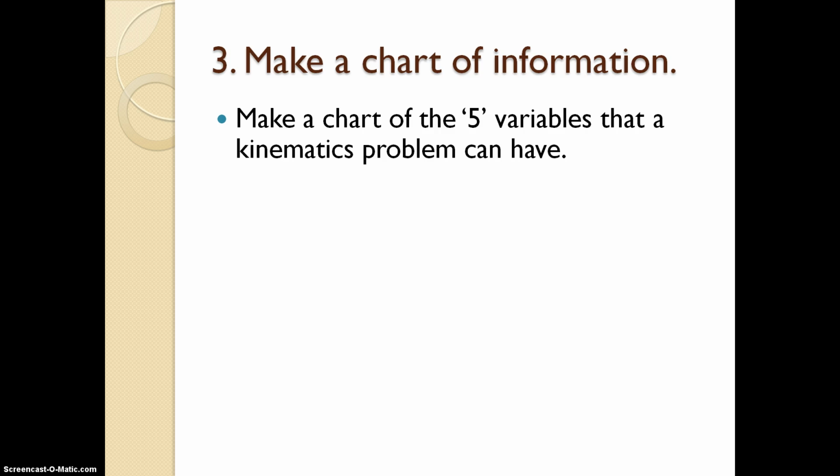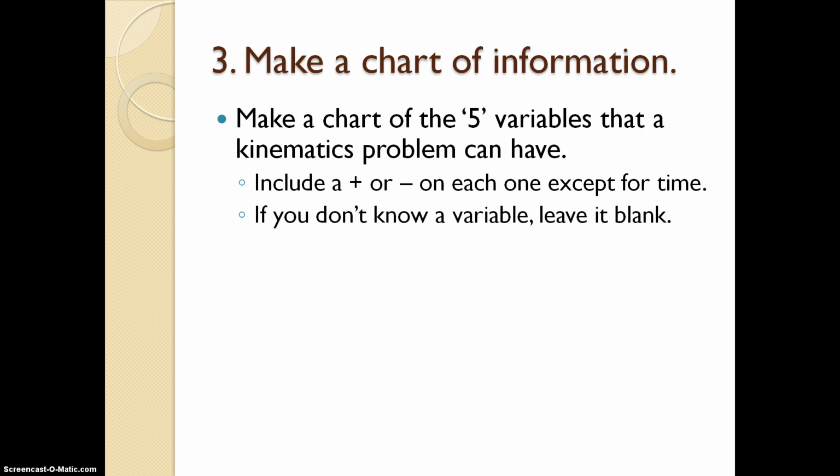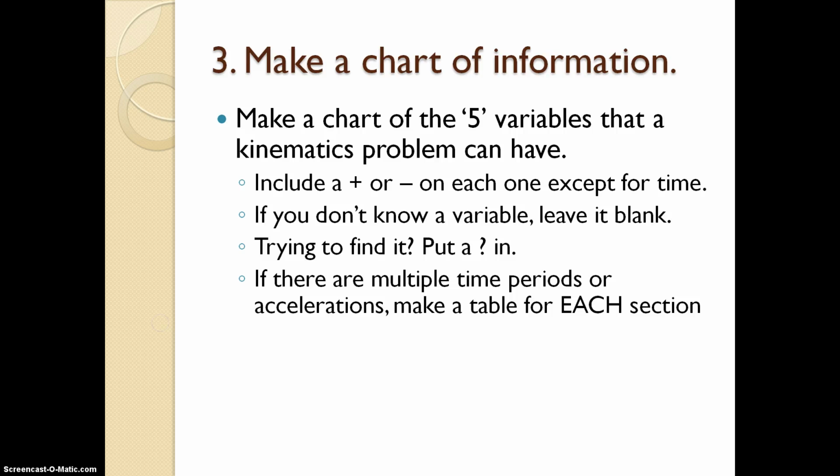So you're going to make a chart of the 5 things that we have. Those 5 things from before, VI, VF, and so on. Include a positive or negative one, except for time, because that way you don't forget it. If you don't know a variable, leave it blank. If you're trying to find it, put a question mark in. And finally, if there are multiple time periods you're looking at or accelerations, you may want to make a table for each one. Don't worry about this so far, but just in the future, you don't have to fit it all in one table.